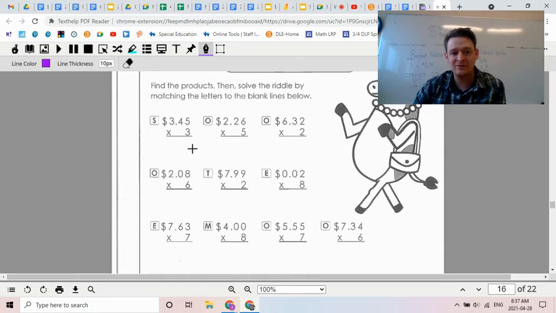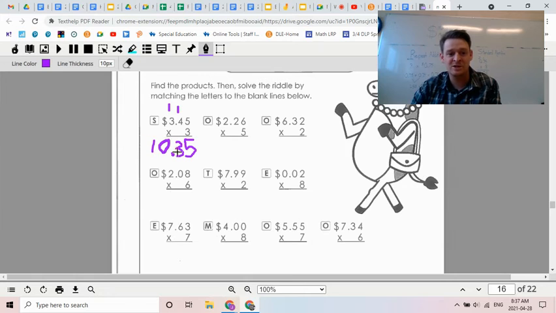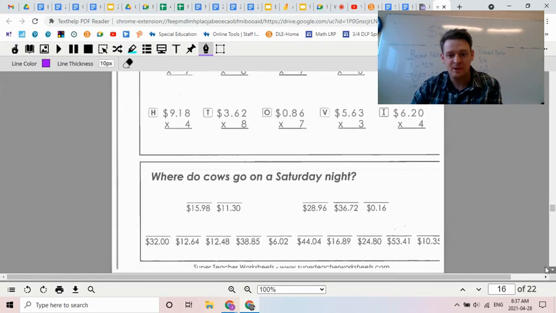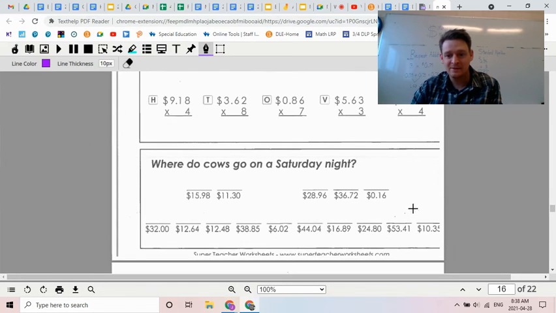So 3 times 5 is 15. And the 5 stays in the ones column, and the 1 is going to move over to the dimes column. 3 times 4 is 12. Plus 1 is 13. So I'm going to sneak a 3 in there, and then move a 1 from the number 13 into the dollar column. 3 times 3 is 9. Plus 1 is 10. So now I'm going to go look for the answer, $10.35, and put the letter S on top of that line. There it is at the very back. $10.35 is going to be a letter S.